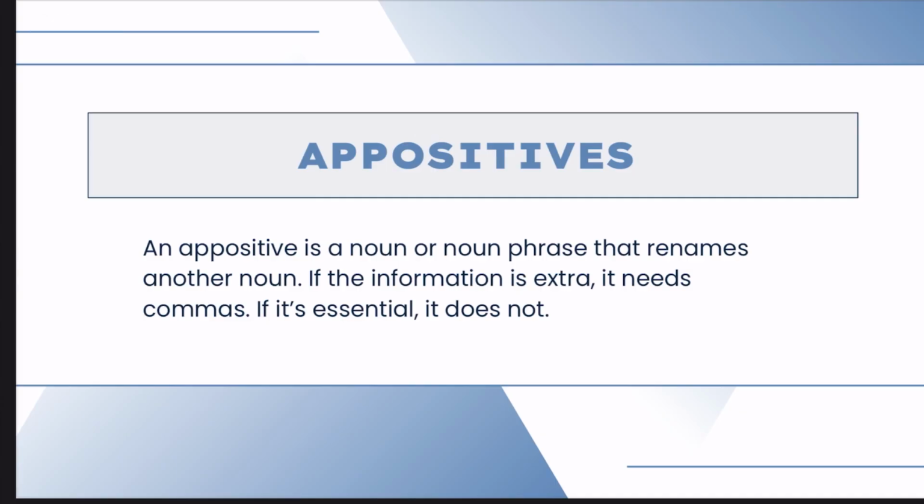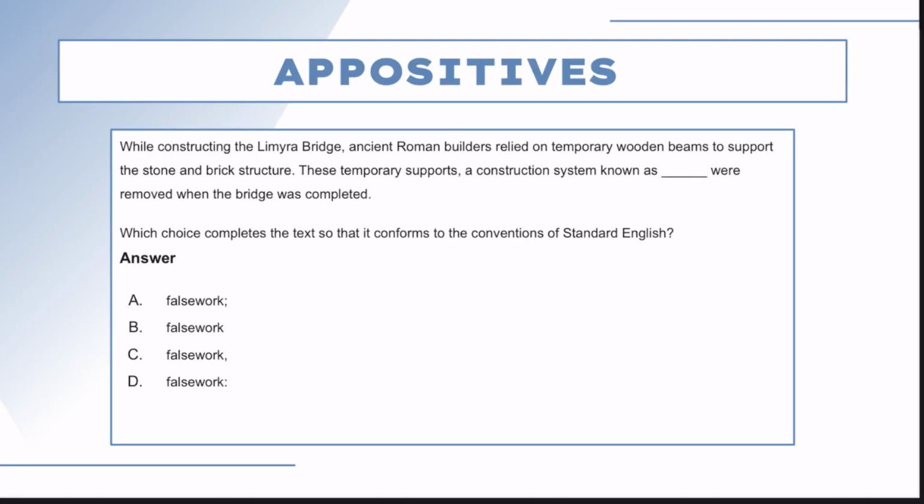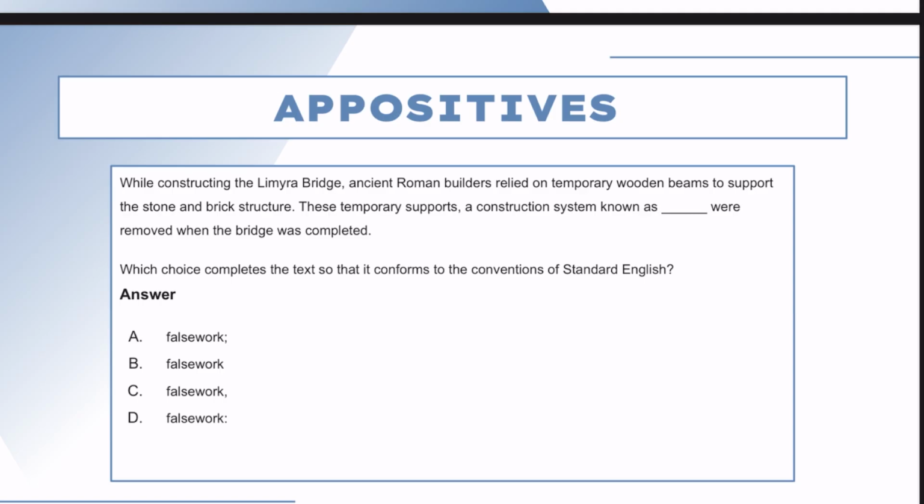An appositive is a noun or a noun phrase that renames another noun. If the information is extra, it needs commas. If it's essential, it does not. Now let's look at a problem from the SAT.